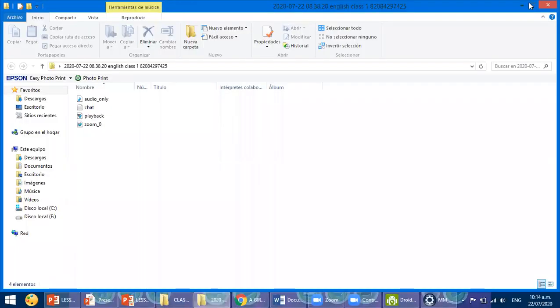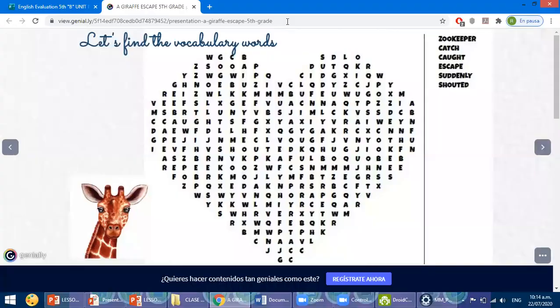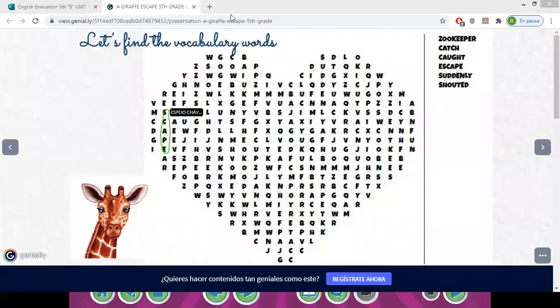Now, please help me find the words in the word search. Go to anotar, go to dibujar and find zookeeper, catch. Very good, Imanol, excellent. You have excellent eyes. Escape, it's from here, from this part. Let's find catch, caught. Megan, excellent. Zookeeper. Brisa, very good. Caught, the past of catch.